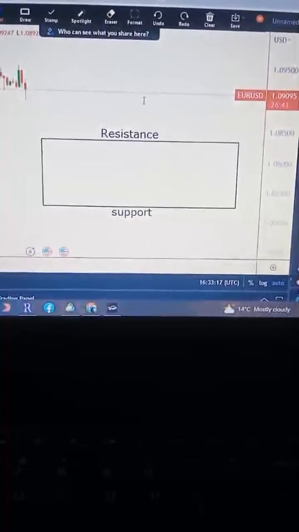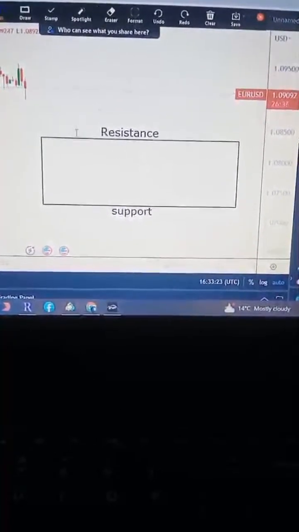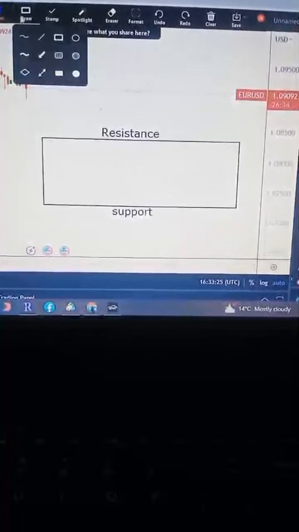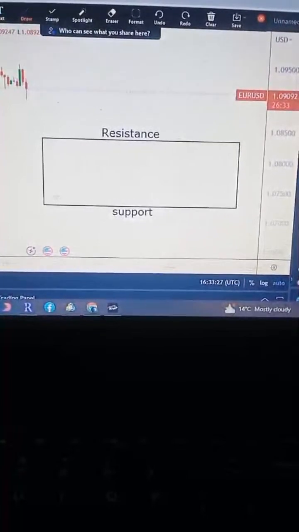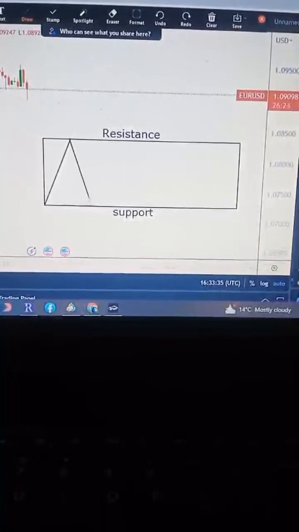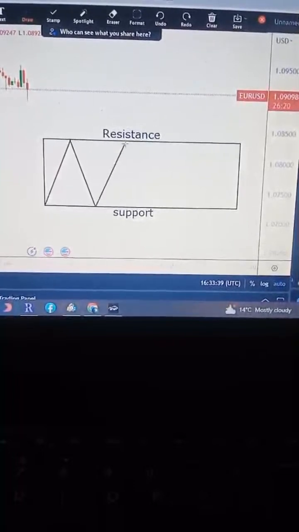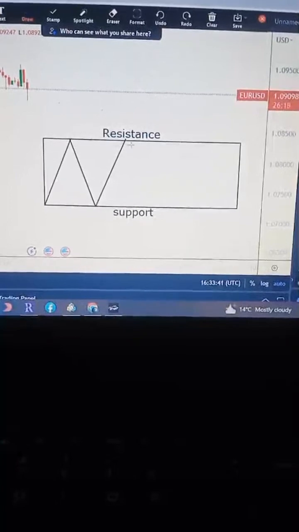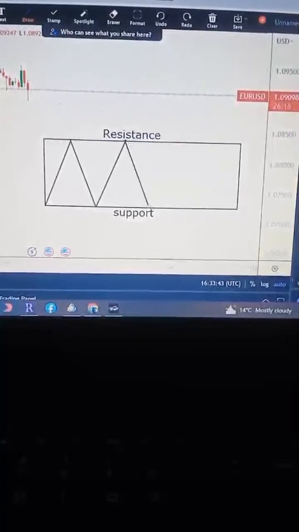Guys, please don't forget this part. Don't make the mistake of forgetting this part. Whenever price moves from support, this is where our support is. It moves from support to resistance. If it moves from resistance, it will come back to support. If it moves from support, it will return to resistance. If it moves from resistance, it will return to support.